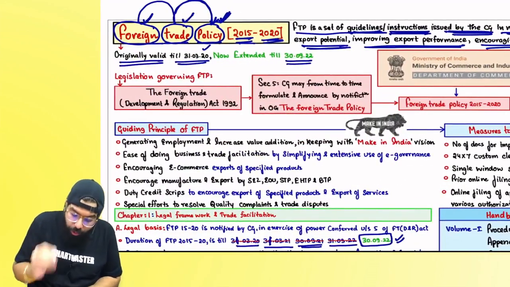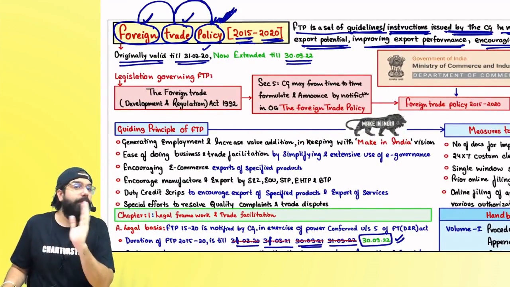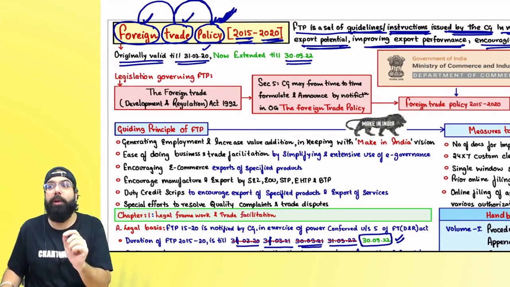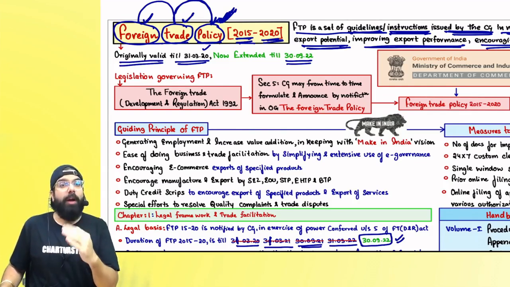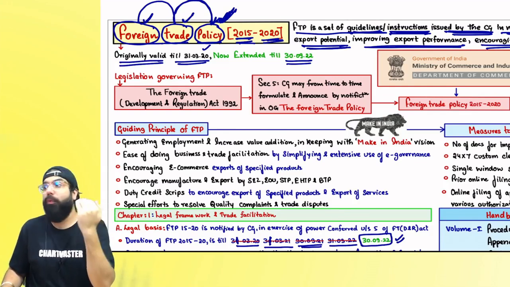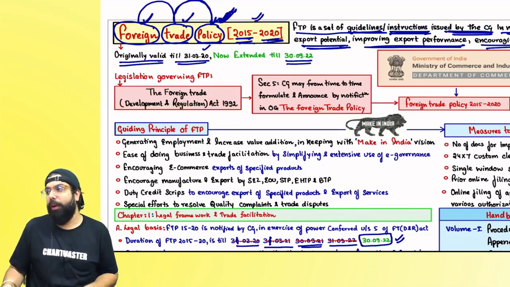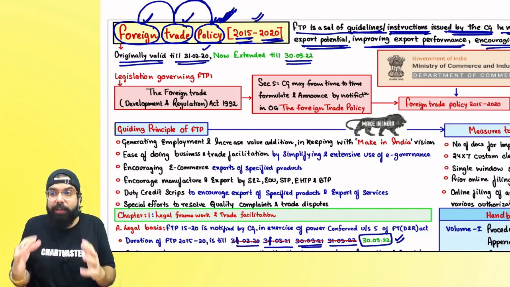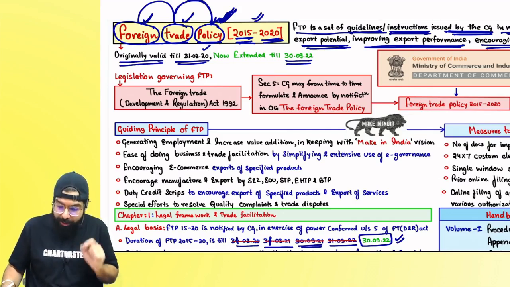Next. Foreign trade policy is created every 5 years. For 2015 to 20, they created a foreign trade policy saying, what is our objective going to be for these 5 years? How are we going to encourage foreign trade? How are we going to get more foreign currency into the country? How are we going to increase exports? All those things are told here. It means, what is India's policy going to be for the next 5 years with respect to import and export? That is generally told in the foreign trade policy.